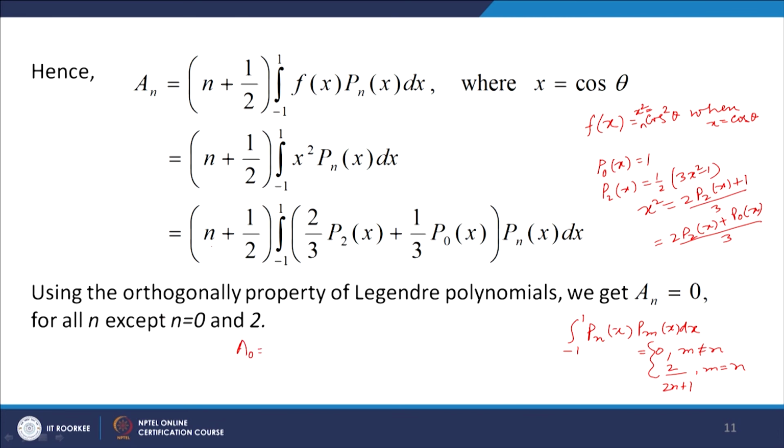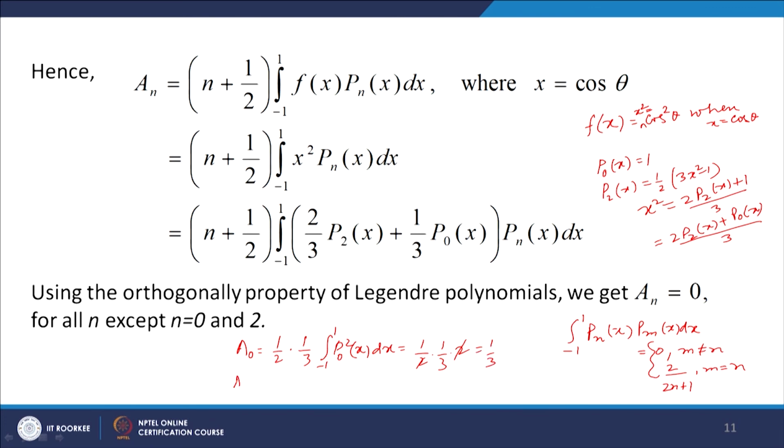a_0 is equal to, put n equal to 0. So, 1/2, with n equal to 0, we will have 1/3 times the integral from -1 to 1 of P_0 square(x) dx. So, this will be 1/2 into 1/3 into the integral of P_0 square(x) dx, which is 2. So, we get 1/3.